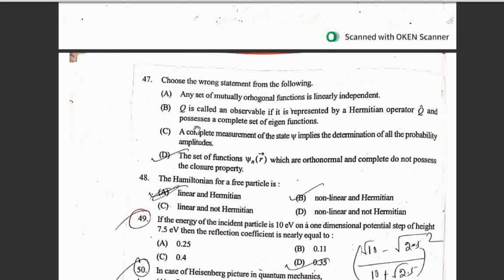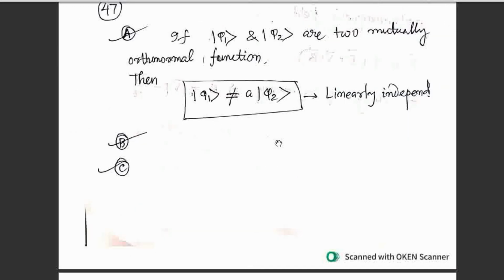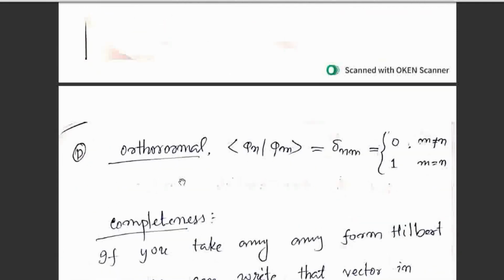Now you see that three properties are mentioned here. One is orthonormal, the other is completeness, and the third one is the closure property. Now you see one by one what those properties mean. Orthonormal property: if you take the scalar product, or the inner product, it will give you 0 or 1. If it gives you 0, then it is orthogonal. If it does not give you 0, then it is 1. Okay, this is the orthonormal property.